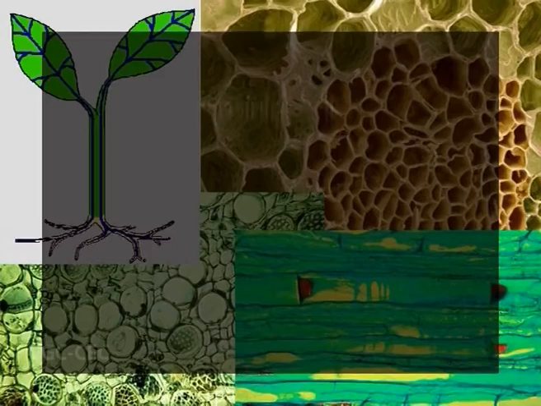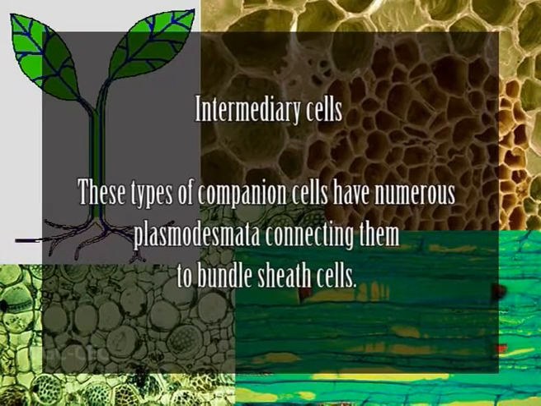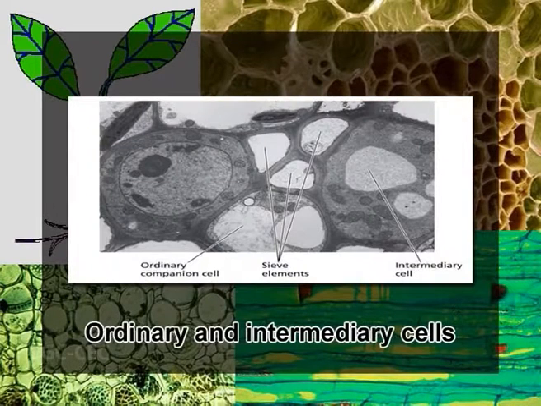Now, intermediary companion cells. This type of companion cell has numerous plasmodesmata connecting them to bundle sheath cells. The presence of plasmodesmatal connections to surrounding cells is their most characteristic feature. Intermediary cells are distinctive in having numerous small vacuoles as well as poorly developed thylakoids.